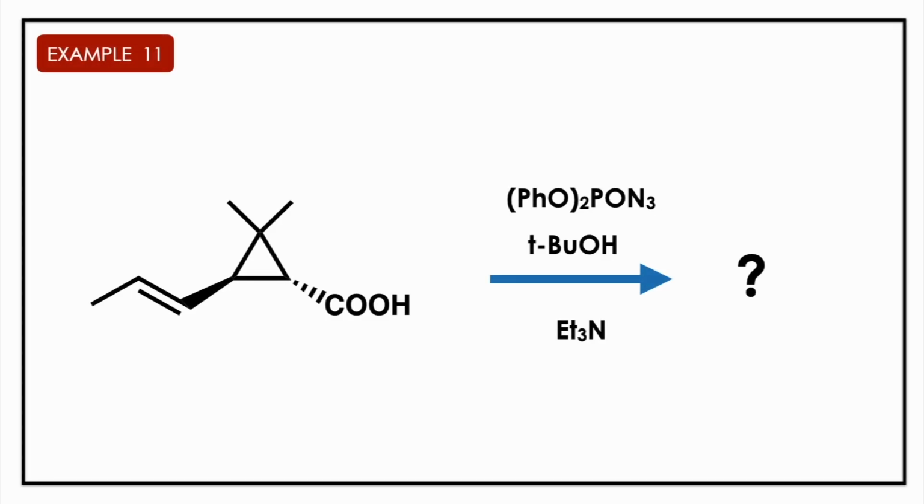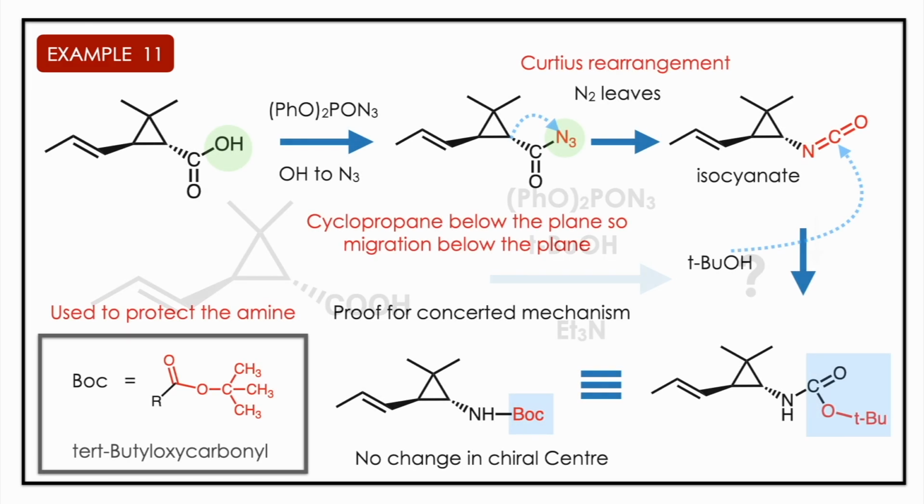Then the next example. Here you have cyclopropane, the 2-methyl group, allyl group. The reagents are phosphoryl azide, tertiary butyl alcohol, and triethylamine. You should find what will be the final product. Here the acid, you are using phosphorus acid, can donate the azide group. So basically the functional group conversion, the OH from acid leaves, it converted into N3 form.